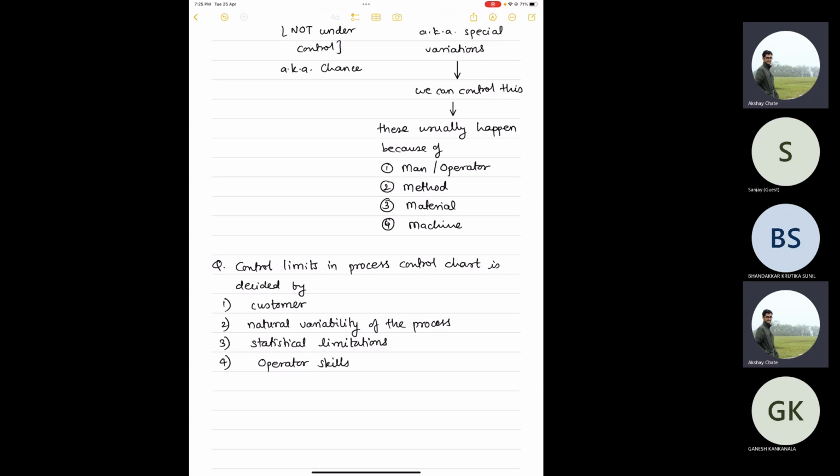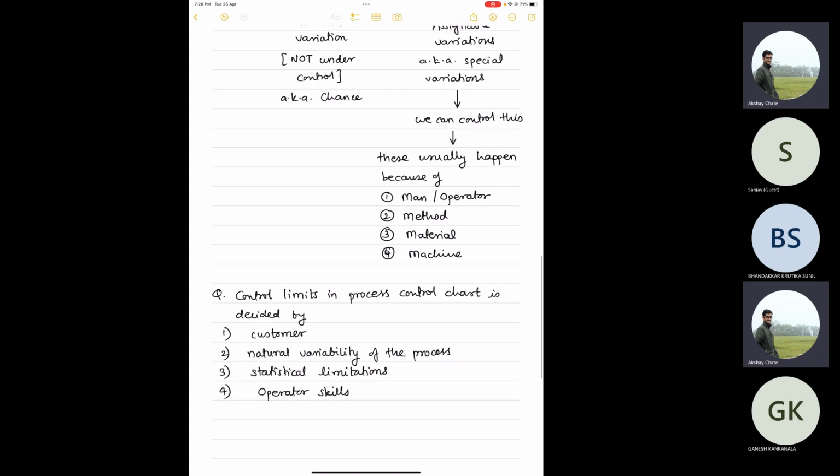So there may be some terms that you don't know now, but let's say control limits, as the name suggests, these are the limits which you set for the variation for any process. And control chart we'll see in some time, but just for the sake of discussion, a control chart is basically a graph. So coming back to the discussions that we did so far, what this question is asking is, for any process, when you use this SPC and when you set the control limits, they are decided by what factor? First option is customer, second is natural variability, third is statistical limitations, and fourth is operator skills. So can anybody, one of you, give me the answer to this question?